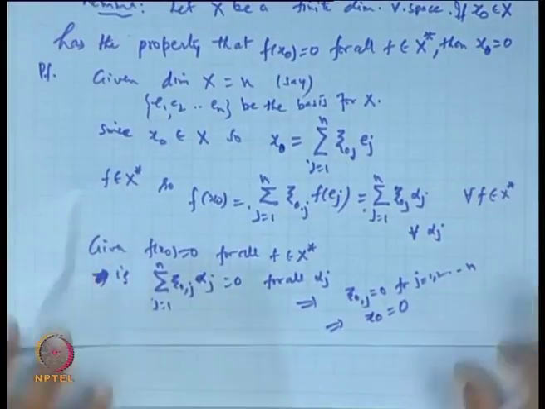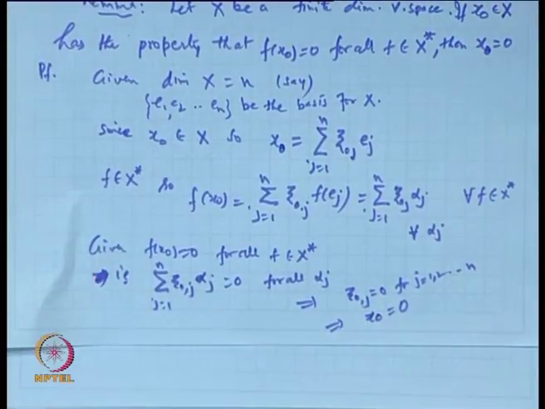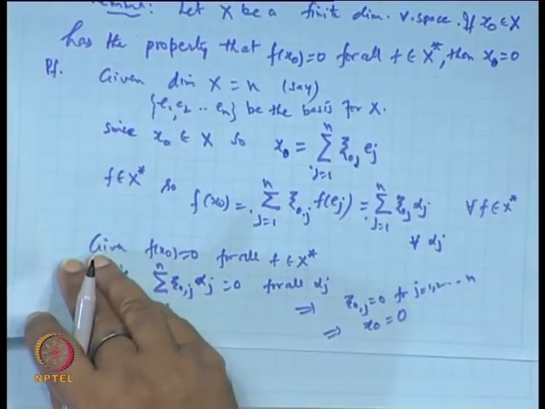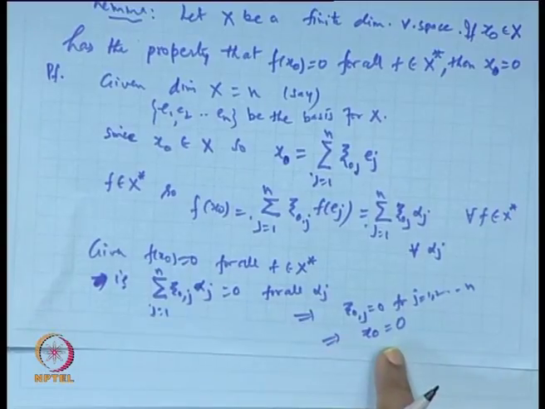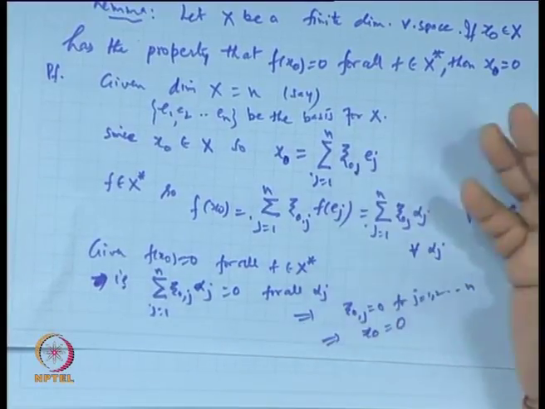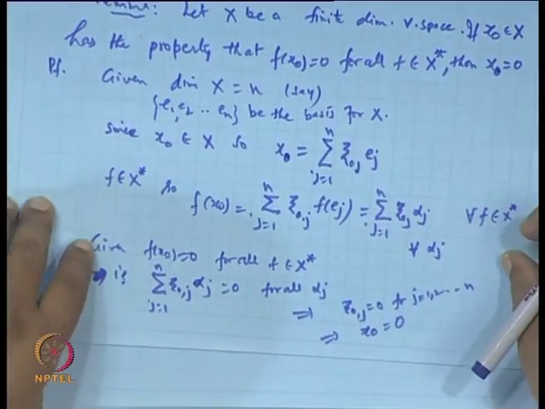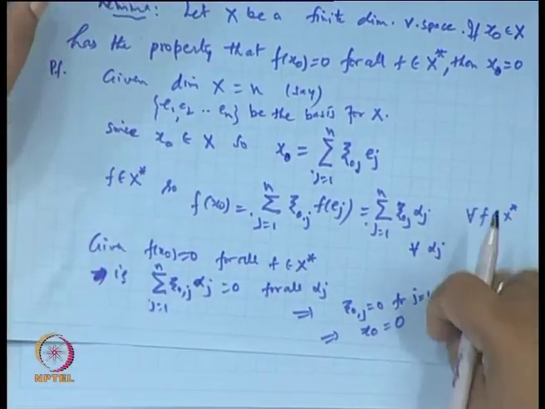Okay? I think it is okay. Yes, this is from the first equation. As ξ naught j is 0 for all j, the x naught earlier one, that will be 0. Okay, clear? So that's good.